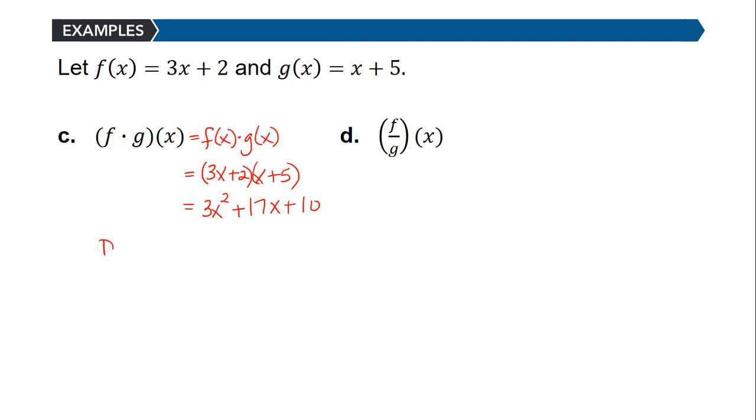Now again, the domain of the product is the intersection of the domain of f and g. We just saw in the last slide that the domain of f and g are both all real numbers. Therefore, the domain of f times g is also all real numbers.